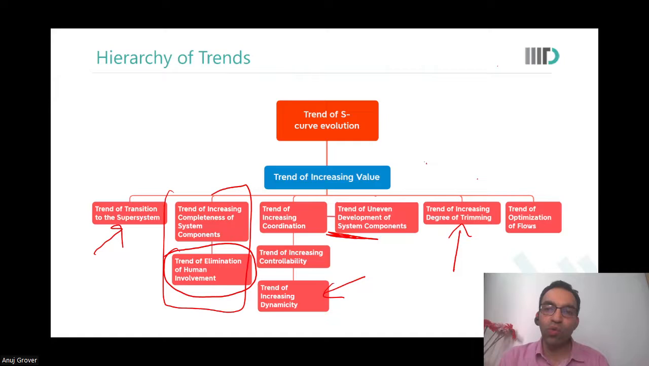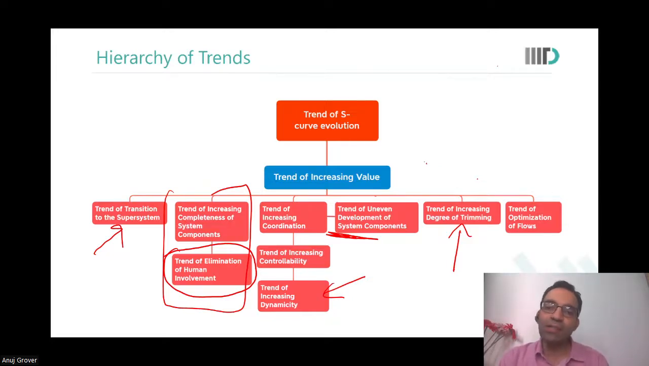What it says is that you want to reduce cost. See, once the functionality becomes constant, once you are in stage 3, the only way to increase your profit margins is by reducing the costs. So you have to trim components. So trend of increasing degree of trimming will naturally be there.